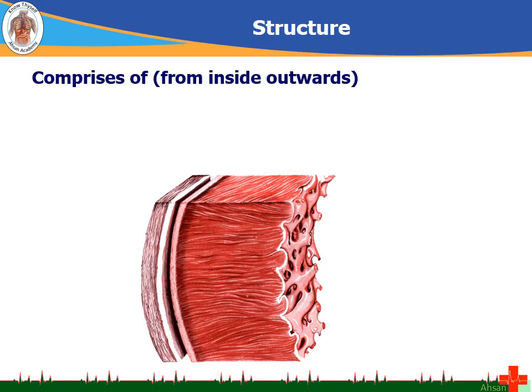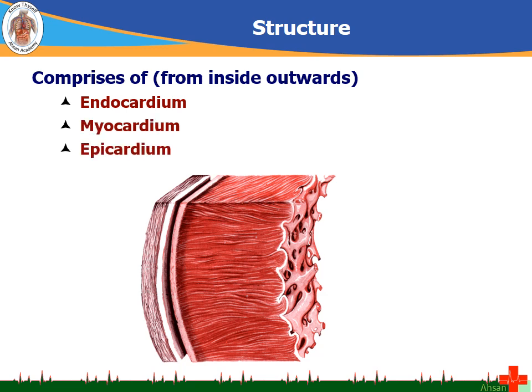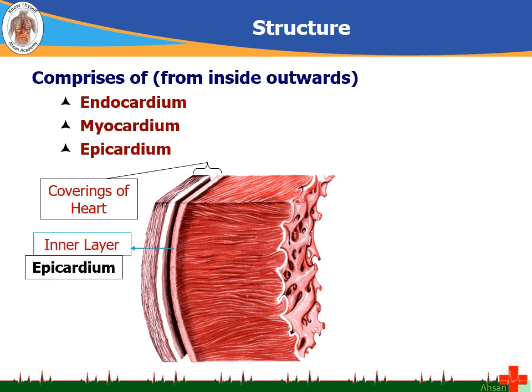The heart comprises several layers. If we consider the layers from inside outward, the first layer is endocardium, then myocardium and epicardium. Look at the photographs. Now we'll consider the layers from outside. This bracket is indicating several layers of coverings of the heart. Of this, the innermost layer, this one, is the epicardium. So the outside layer is actually the innermost layer of the covering.